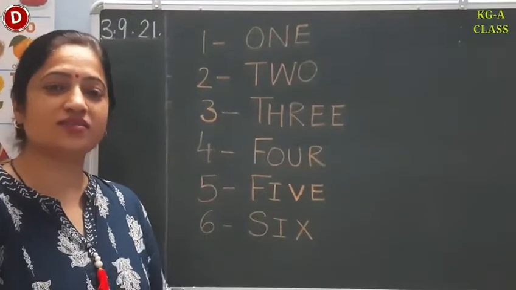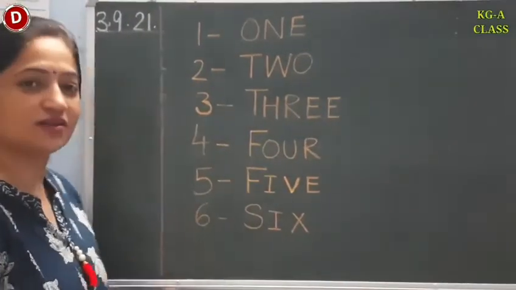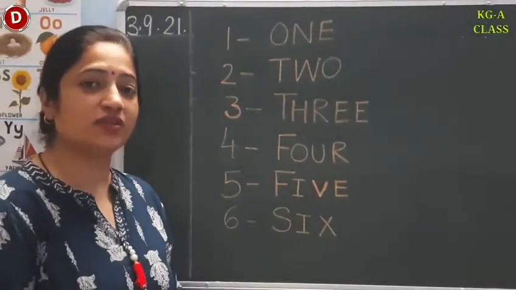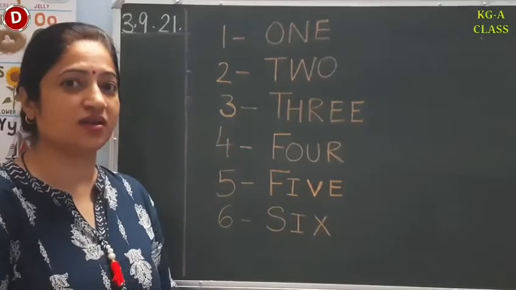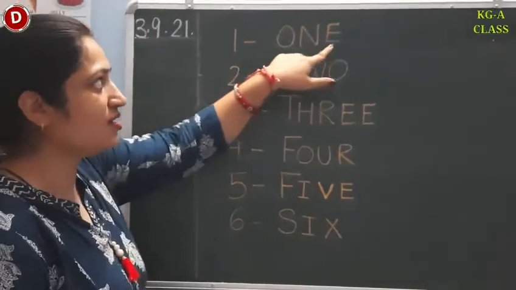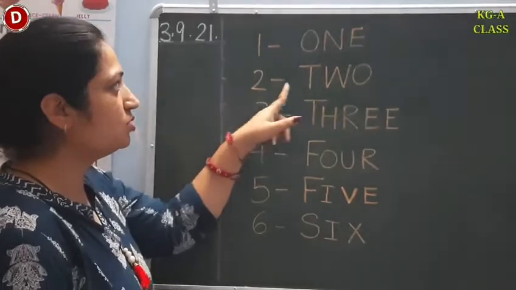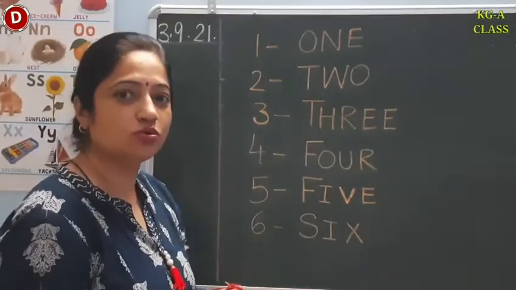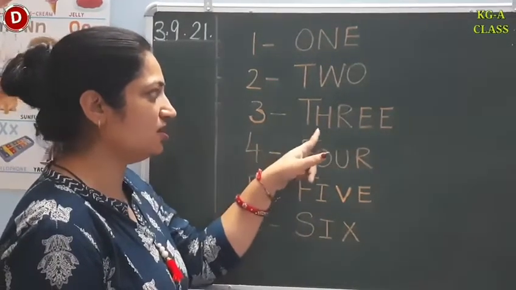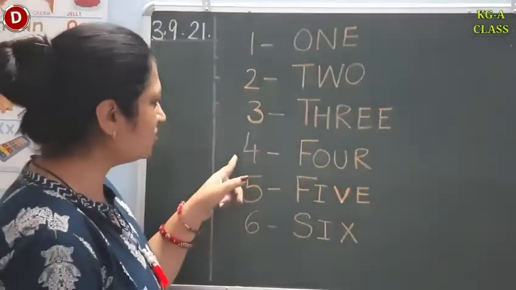Children, now let's revise and read number spellings of numbers 1 to 6, which I taught you. Now you are able to recognize capital letters. So with the help of capital letters, children, let's read number names. This is number 1, O-N-E, 1. After 1, children, comes 2, T-W-O, 2. This is 3, and its spelling is T-H-R-E-E, 3.